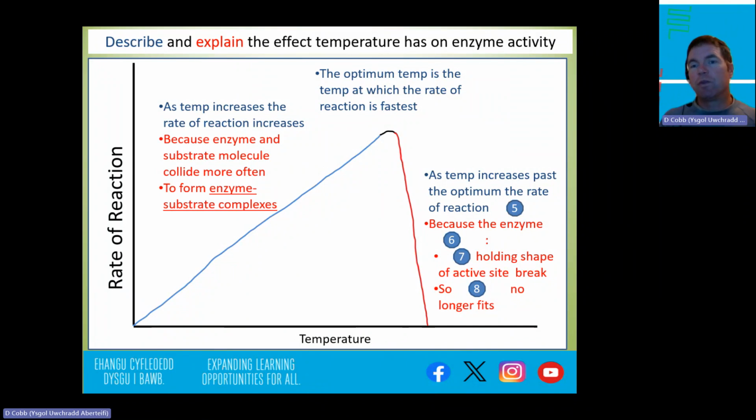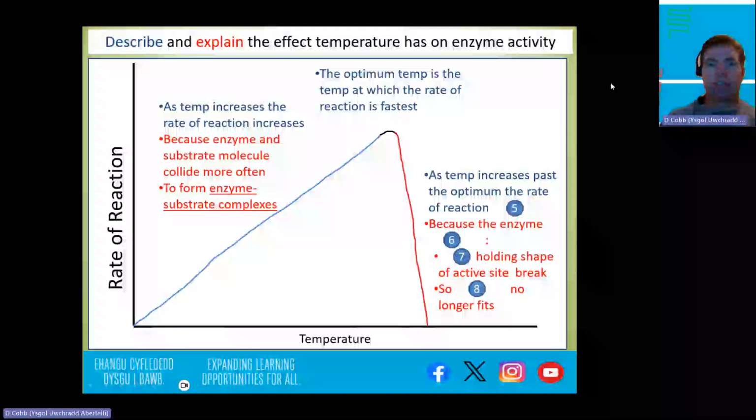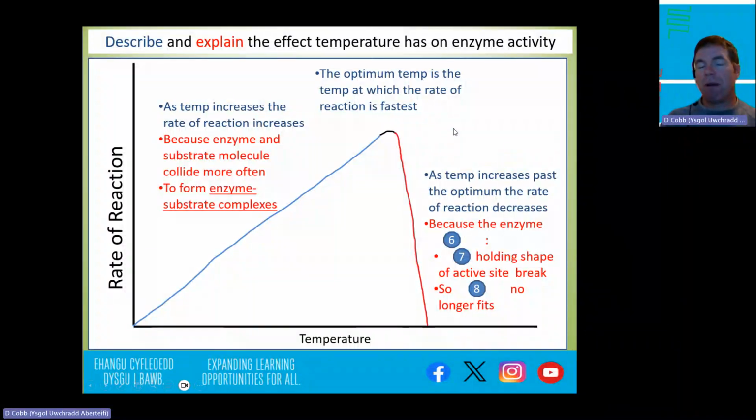But then as temperature increases past the optimum, the rate of reaction decreases. Again, you don't need to remember that because it is shown on the graph. And the reason for this is because the enzyme denatures, that's number 6. And what does that mean, that it denatures? It means that bonds that are holding the shape of the active site together break, and now the substrate no longer fits. Okay, so that's how temperature affects rate of reaction, and it also doubles up as a distinction between describe and explain questions.